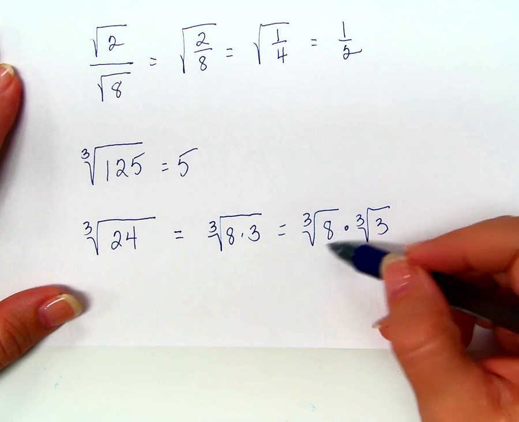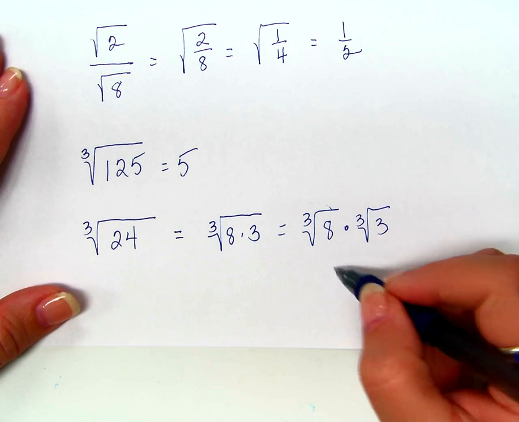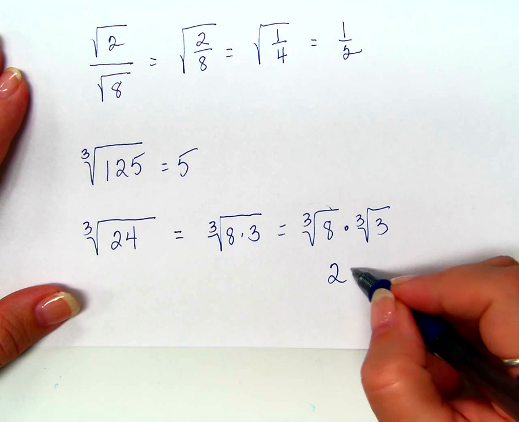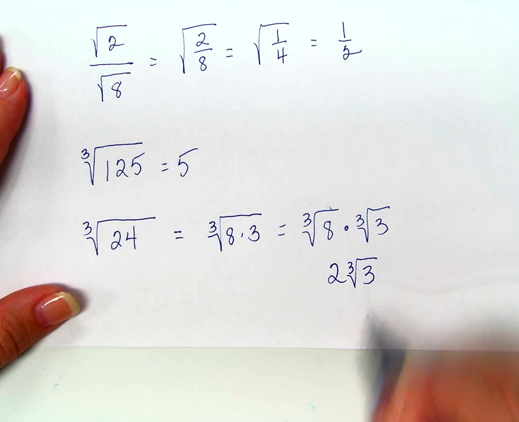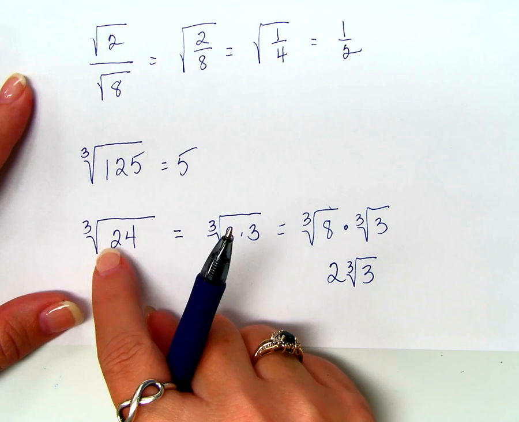I know the cube root of 8, don't I? You just told me you knew what it was. What is it? 2. Do we know the cube root of 3? No. Then we're going to leave it. This is as simplified as I can get for this problem right here.